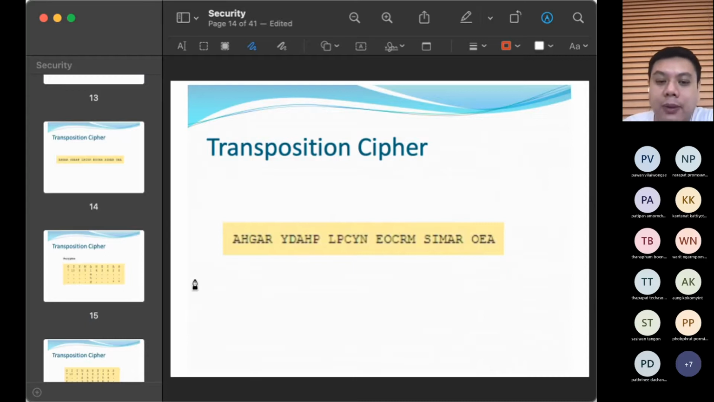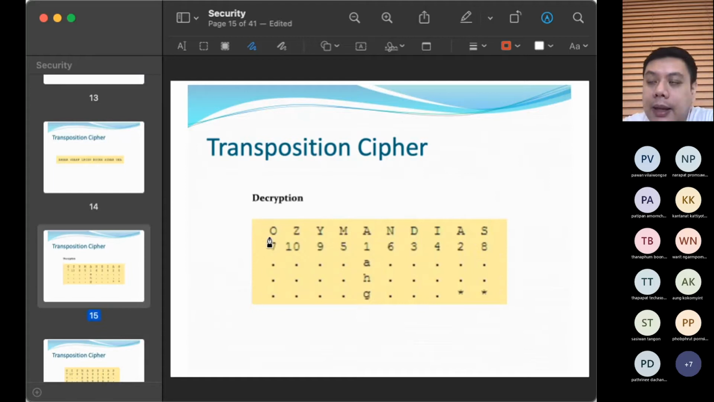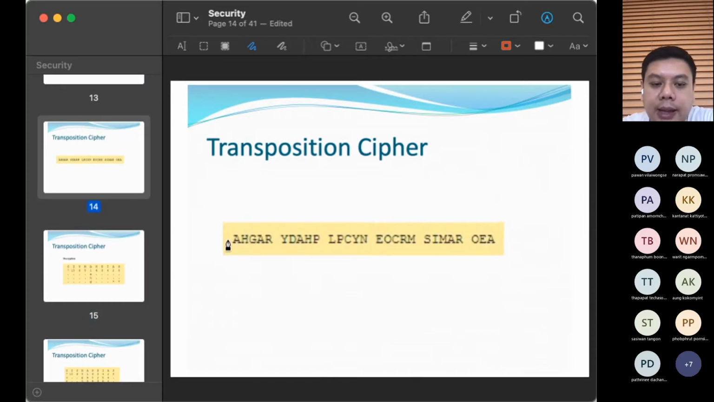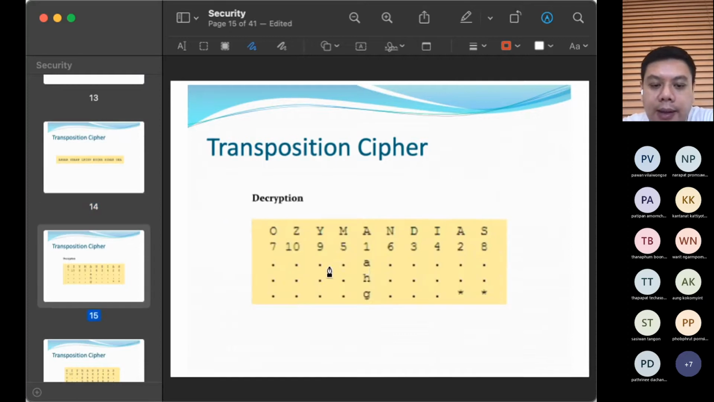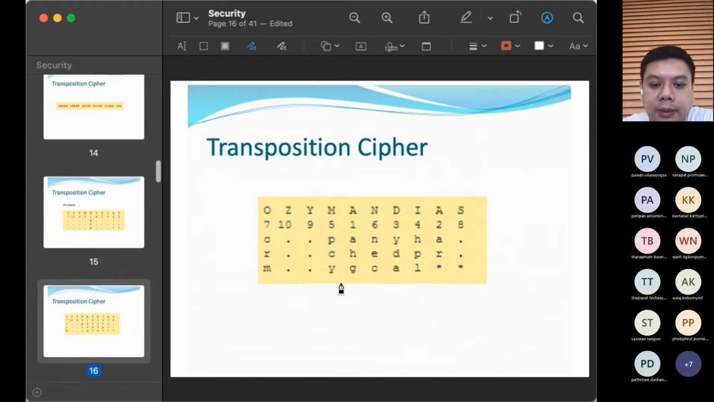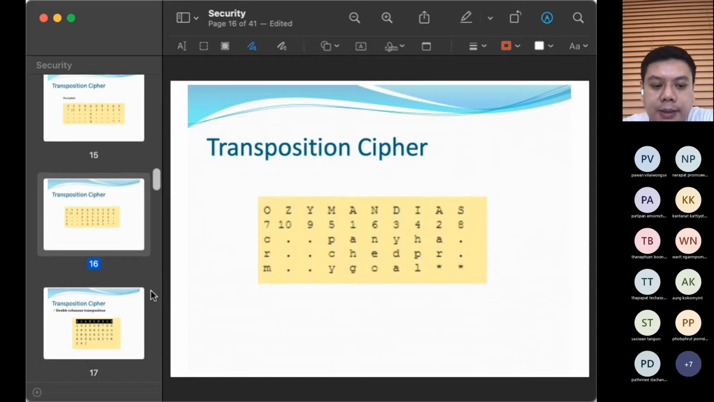We can encrypt, but it's also important that you can decrypt and read it. At least Bob can understand, so they have the keyword to open that. They have the password, Ozymandias. They set it up, starting with number 1, 2, 3, and so on. When Alice got the message, she puts down AHG, AR in the order, and so on, until the complete message is filled in. And yes, Alice can read the message: company has reached a primary goal. This is how they use it.